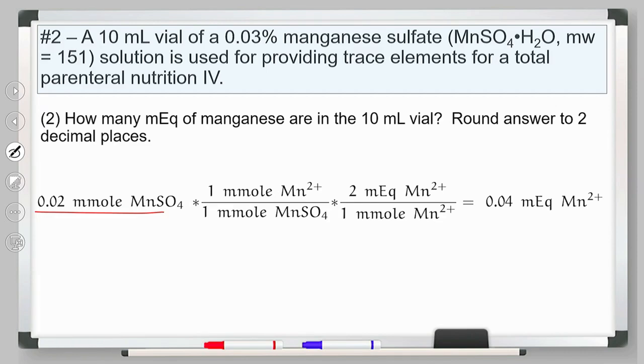What is the relationship we need of manganese? We don't want manganese sulfate. So what's the relationship between manganese sulfate and manganese? It's 1 to 1. There is 1 manganese in every 1 molecule of manganese sulfate. So that converts millimoles of manganese sulfate to just millimoles of manganese. And then what do we do to convert from molecules to milliequivalents? It's the valence. The charge on manganese is +2. That means you get 2 what? 2 milliequivalents, that's the unit for charge, 2 milliequivalents for every 1 millimole of manganese. And so 2 times 0.02 gives us 0.04 milliequivalents of manganese. Okay? That's what we did before.